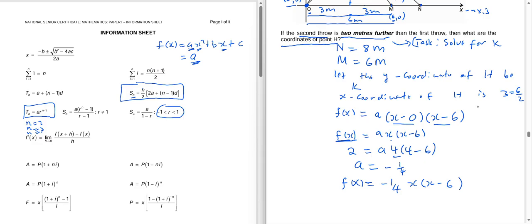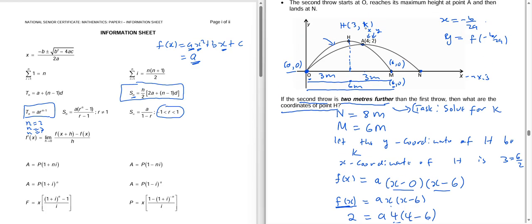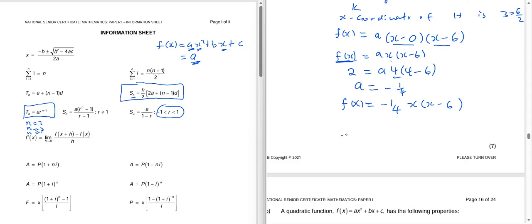But the goal was to solve for what? It was to solve for k. So we get k when we plug in the 3 into the function that we have created. So it means that k is going to be equal to minus 1 over 4 of 3, and then 3 minus 6. So let's check what we get there.